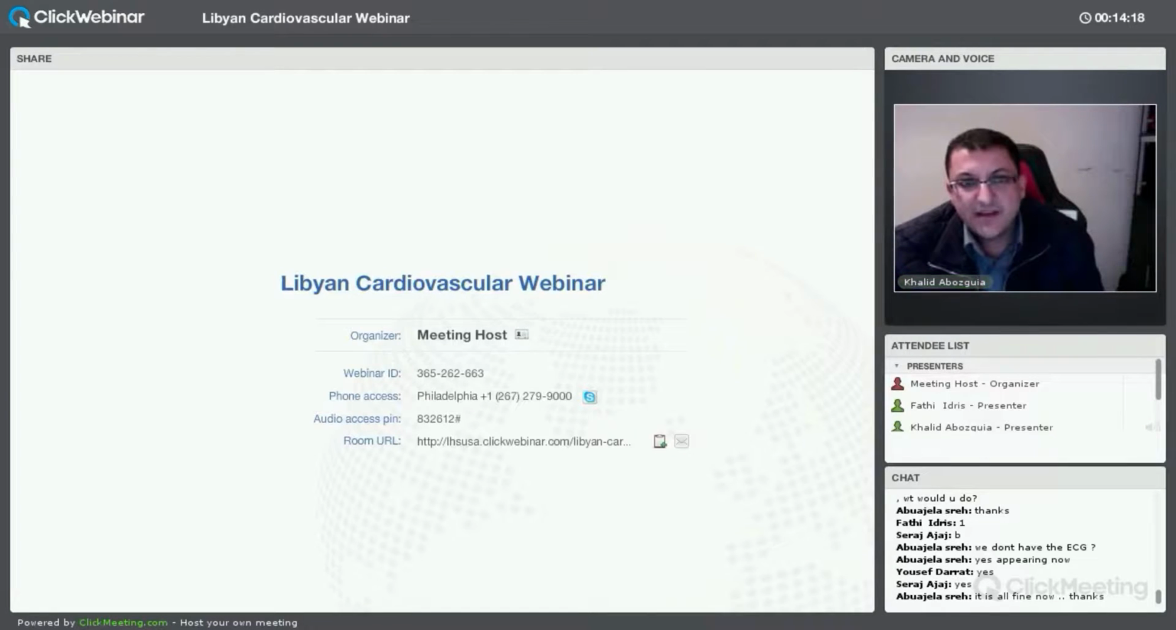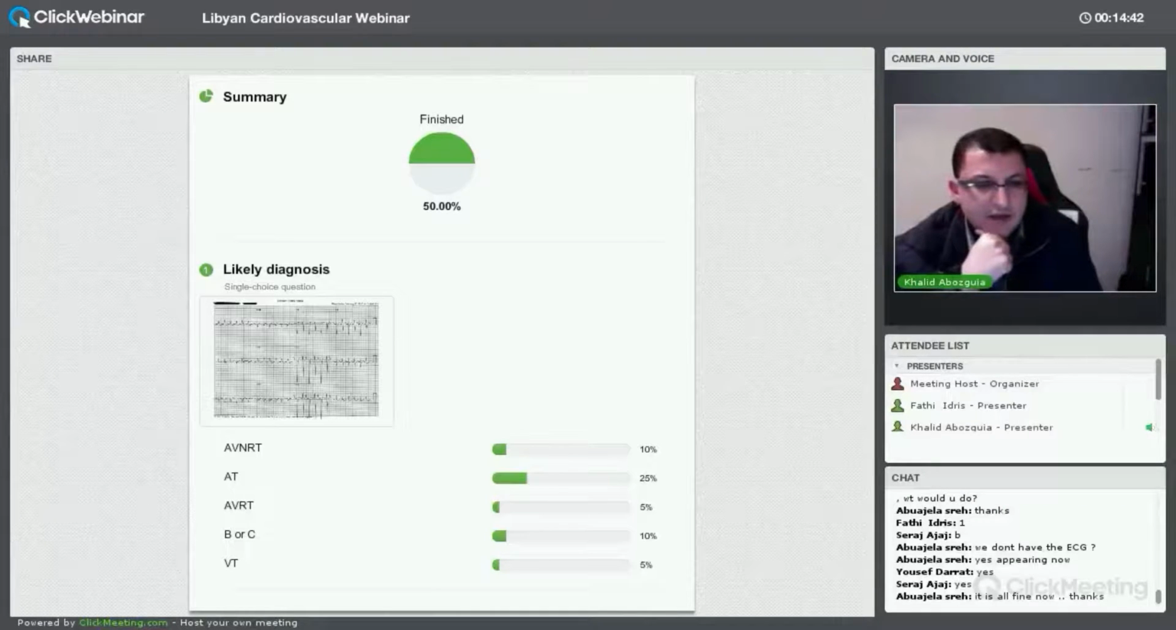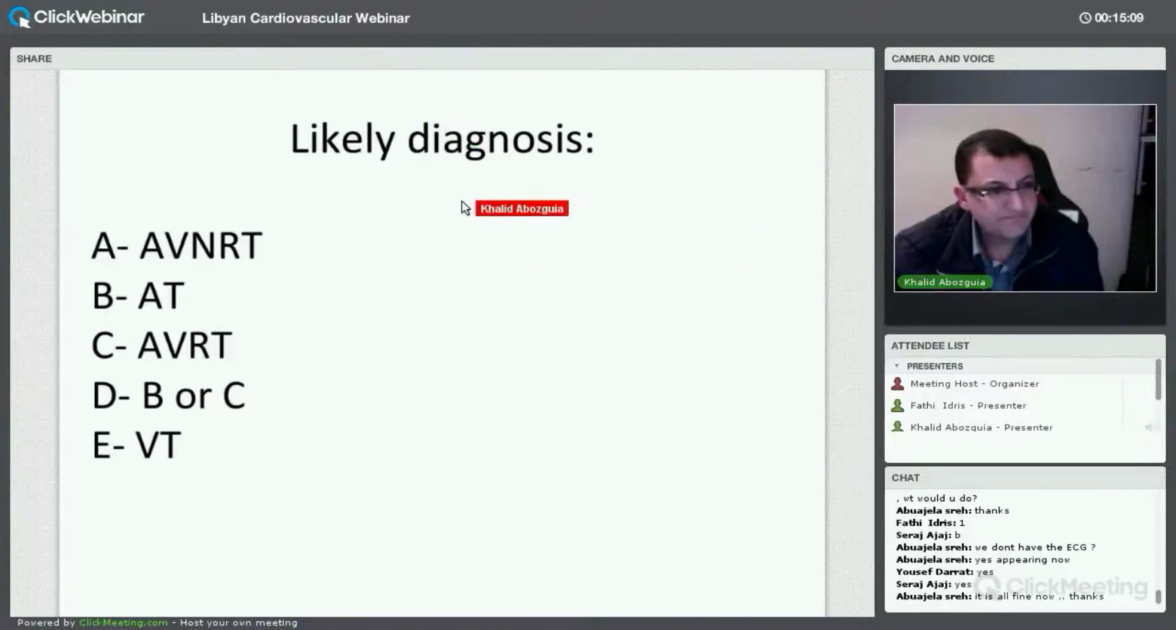This is why I gave you more time to look at the ECG. Okay, so as I expected in this case, I'll be honest, it's not very straightforward. We have split answers between all options, but it looks like atrial tachycardia is the favorite answer, and then there is a split between the other options. Let's go back to our presentation, and to our tachycardia ECG.